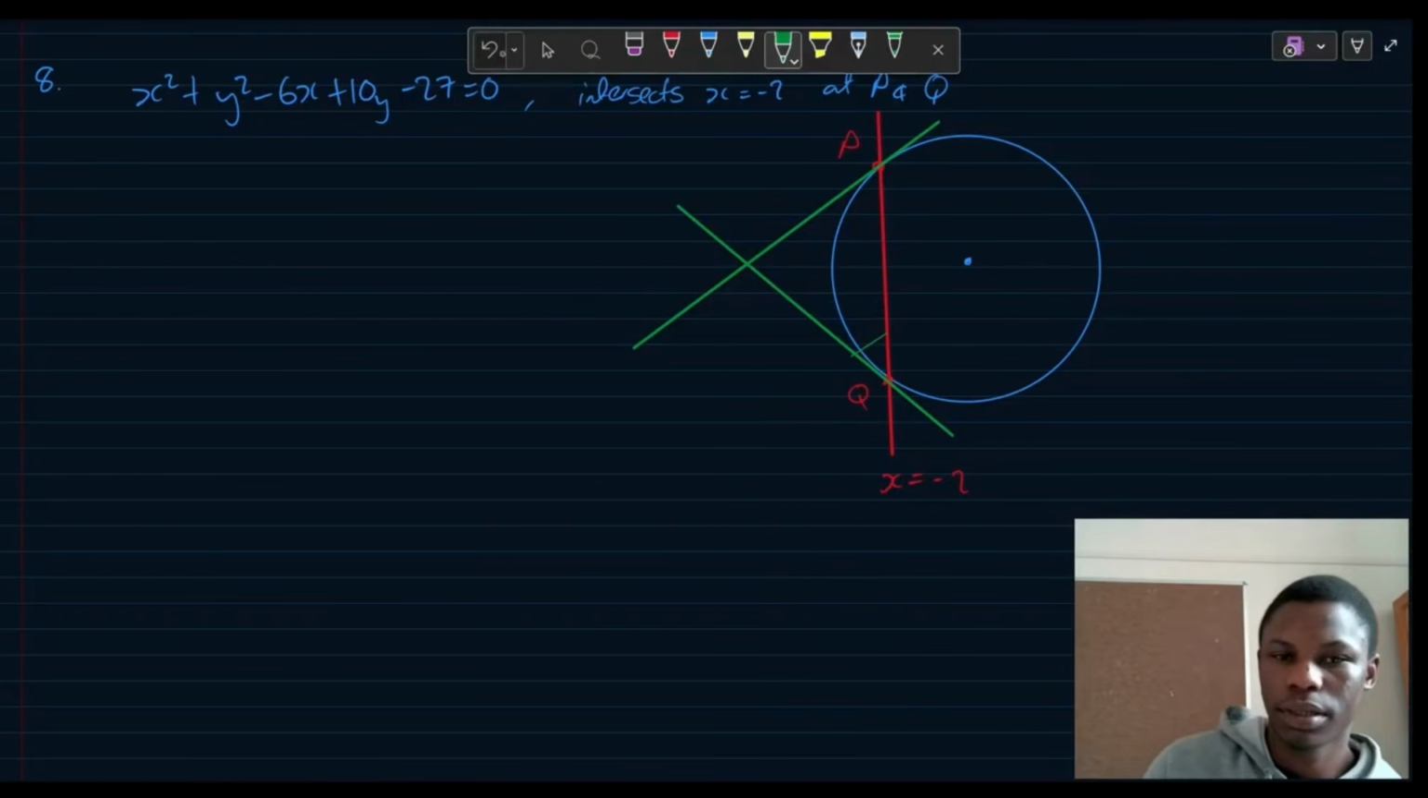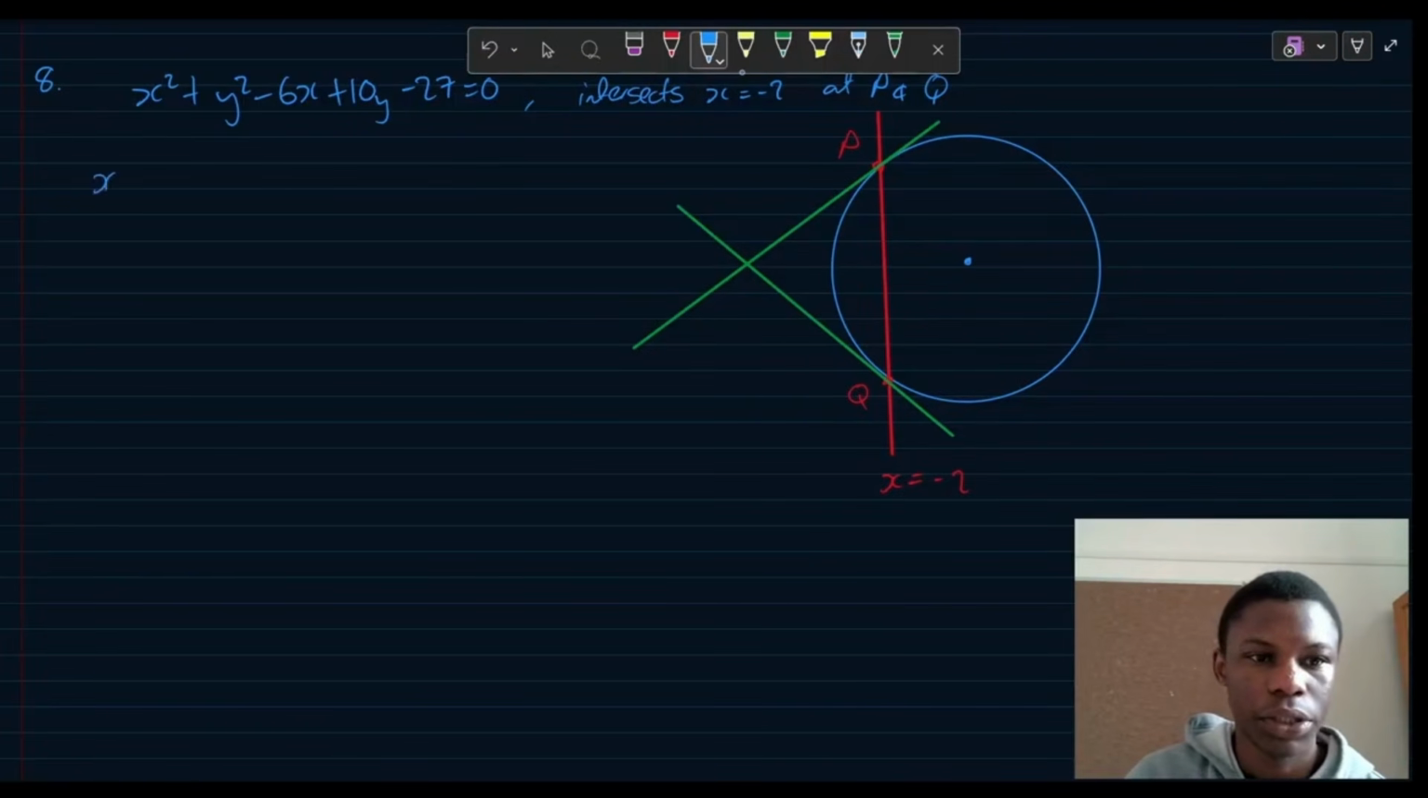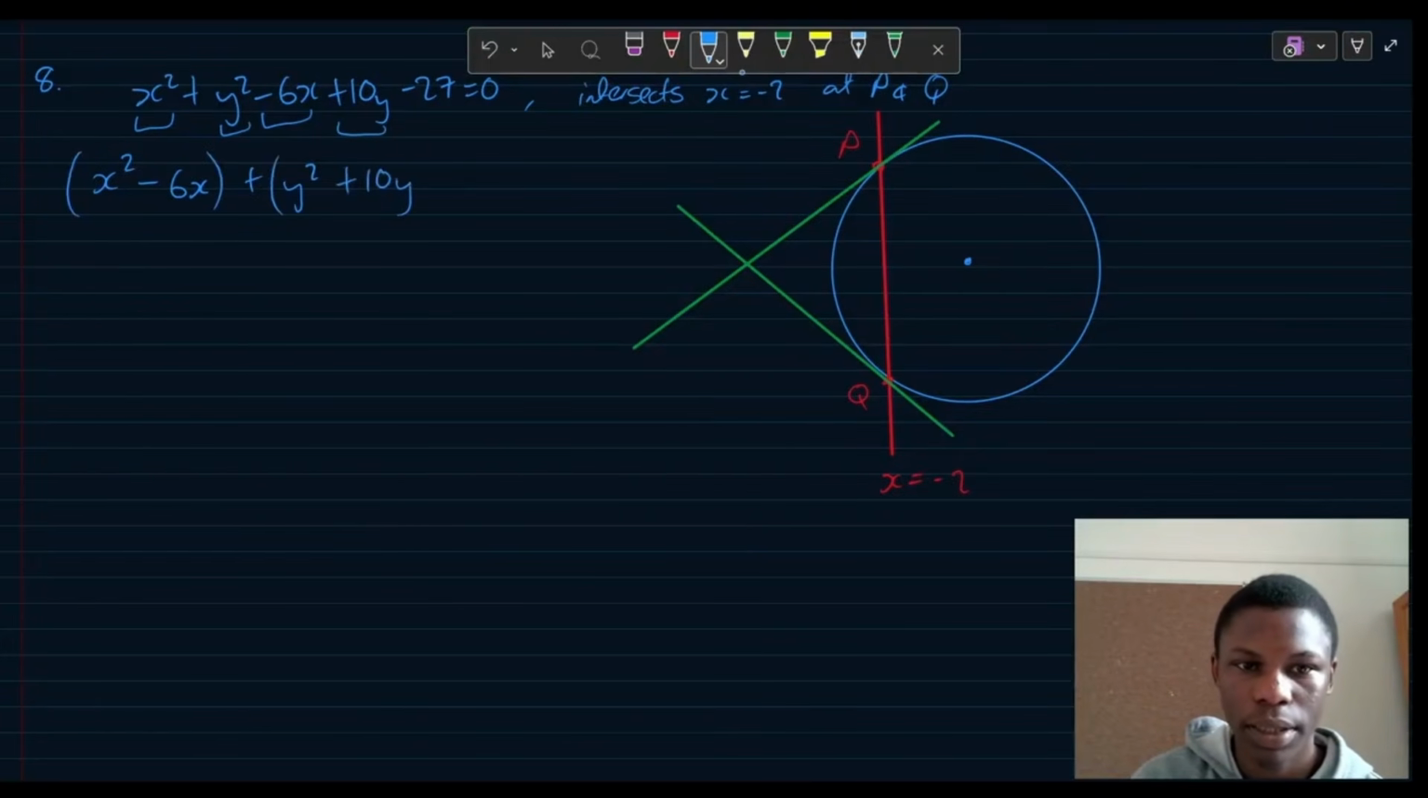So for starters, we should probably find the coordinates of the center of the circle, right? Because we've been given the expanded form of the circle. So what you're going to do is put everything that is x next to each other. So x squared minus 6x plus everything that is y together, y squared plus 10y. In fact, I'm probably going to put brackets here. And then the constant, take it to the other side. So equals 27.